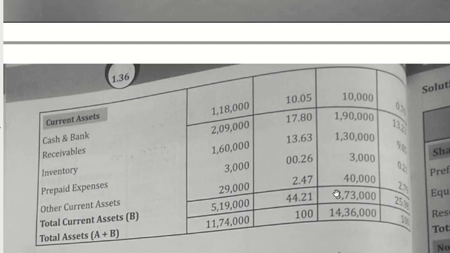Now your total assets should also be equal to your total liabilities. So when you total it up, it should come to this particular amount itself. That is very, very important. And your total assets will be equal to 100%.